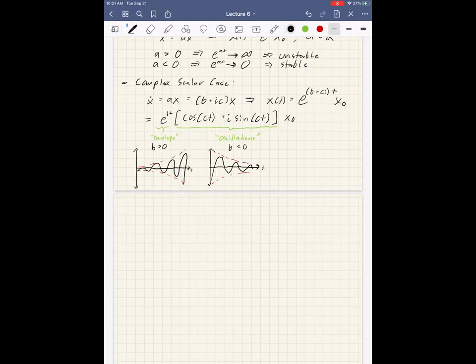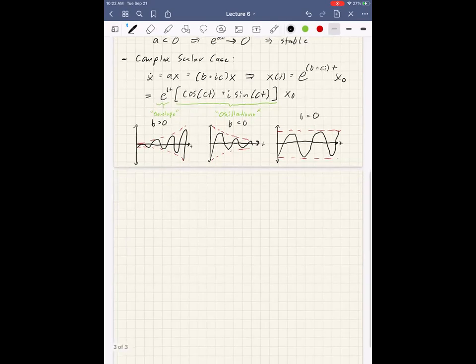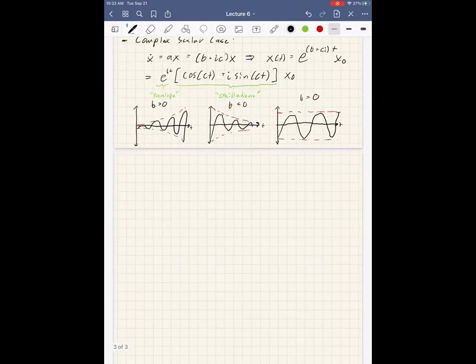And then the last case is the one we talked a bit about before that was inconclusive. This is sometimes called marginally stable. So if b equals 0, that term out front is just 1, does nothing, right? So the envelope is just constant. And so then it's just the wiggles. And those stay bounded, maybe in the linear case, right? Okay, so this is b equals 0. So that's the whole story about the solution in the complex scalar case.